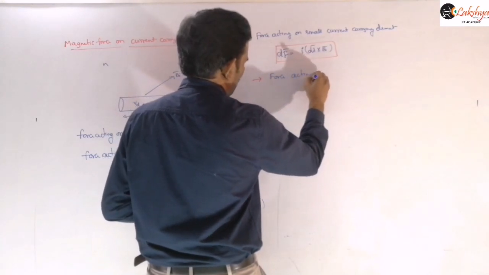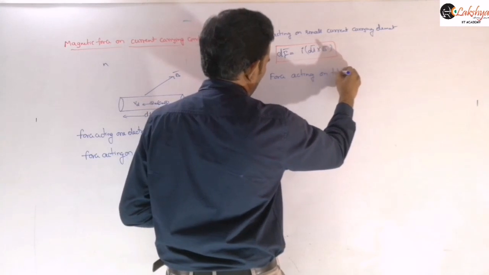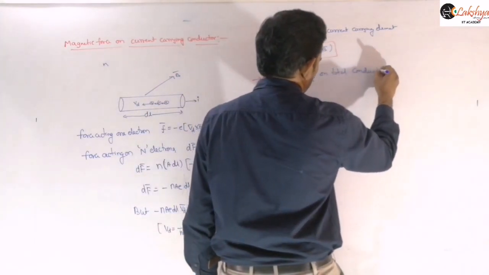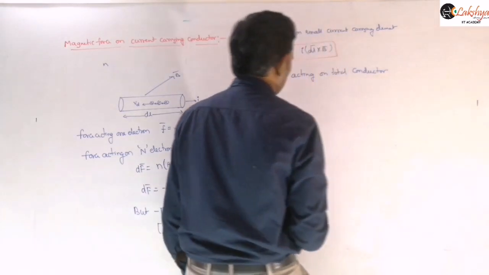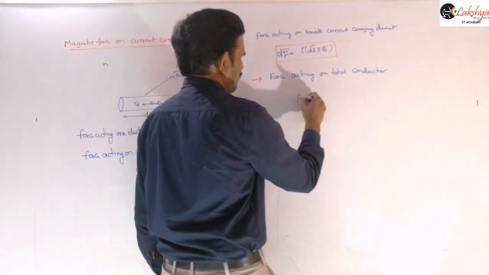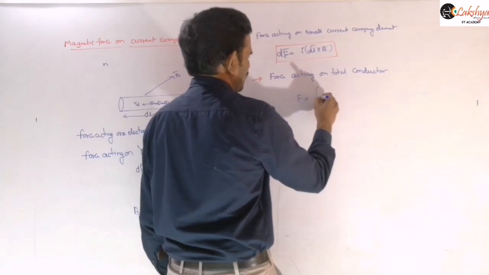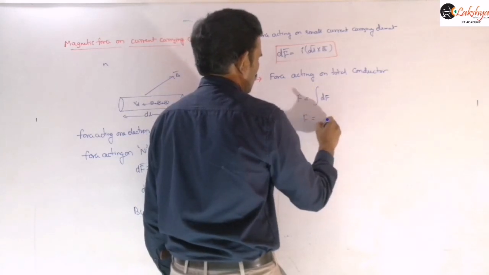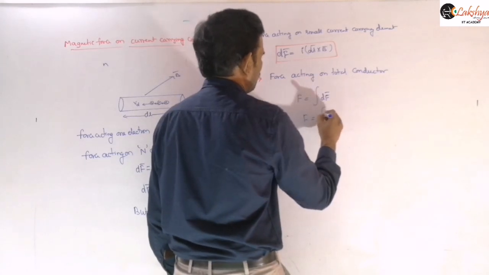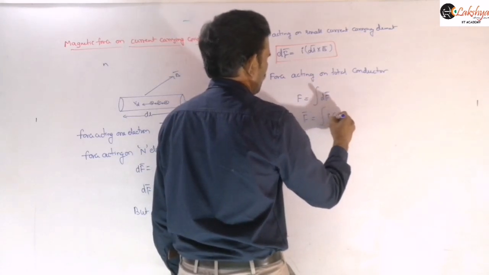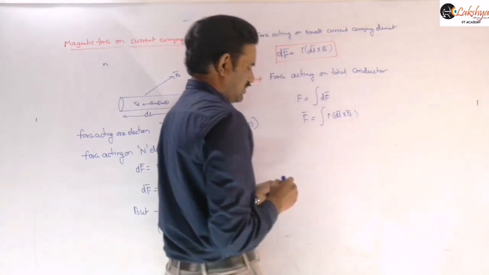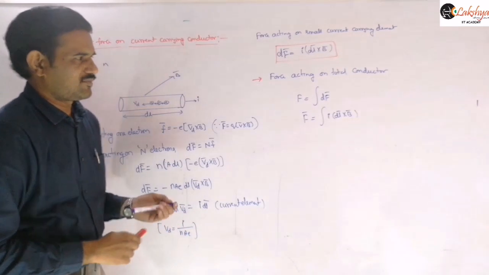So the force acting on the total conductor is F equal to the integral of dF bar, or the integral of dF, which is nothing but the integral of I into dl bar cross B bar. This is the force acting on the total conductor.